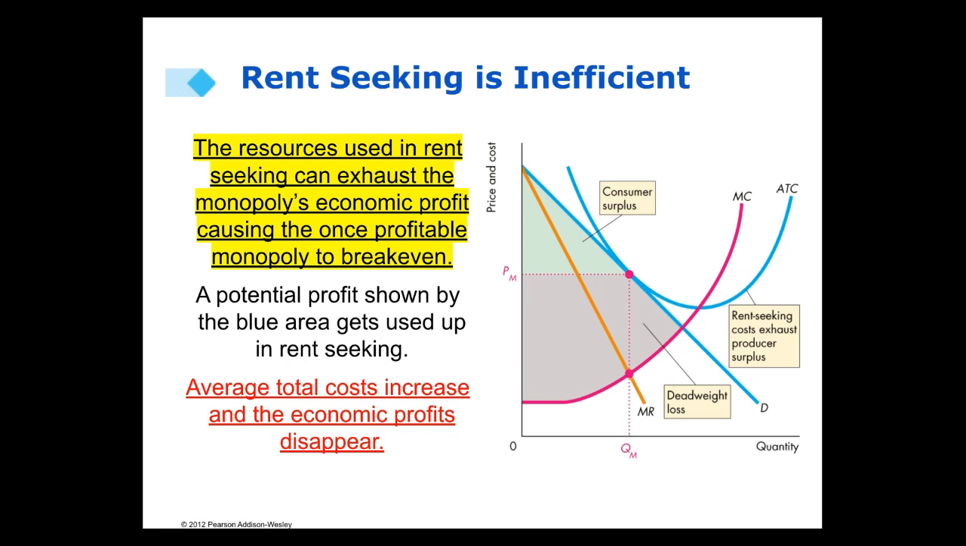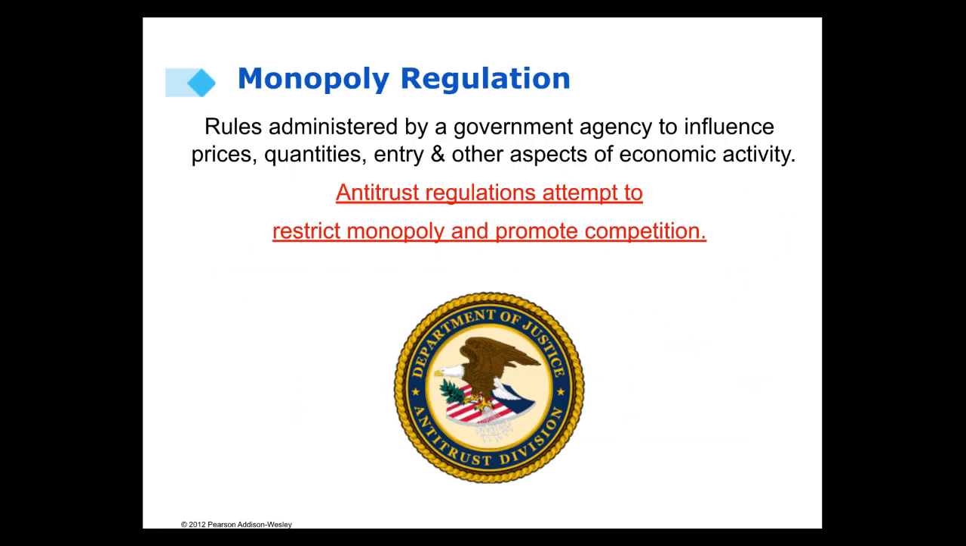So there are incentives for people to do rent seeking, to spend money on political activity to get barriers to entry established, but in the process of spending that money, costs go up and some of the economic profits go down. And if there's enough of that happening, then you can eliminate the economic profits altogether. So let's talk for a minute about monopoly regulation.